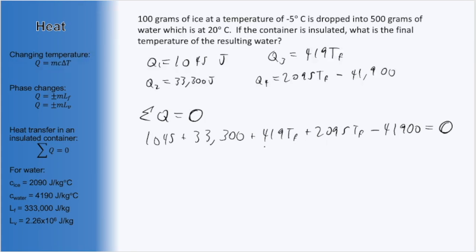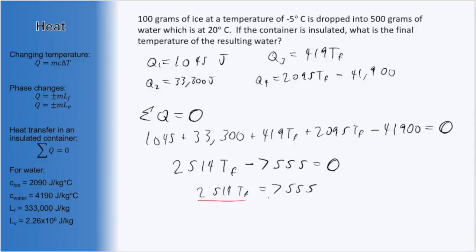Combining my T final like terms, I end up getting 2,514 times T final. Then combining all the constant terms, I get minus 7,555 must equal 0. When I move things around, I get the 2,514 T final is equal to 7,555, which when I divide both sides by the 2,514, gives me a final temperature of approximately 3 degrees Celsius.